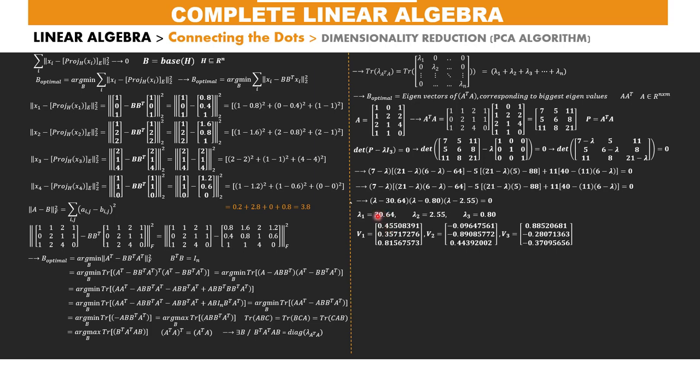So in this case, since the biggest eigenvalue is 30.64, the very first vector we choose is v1. And then since the next is 2.55, the second next vector we choose is this v2. So in order for us to choose a base B, which will permit us to leave from this to a 2D space, we're going to choose these 2 vectors, v1 and v2. In the case where we want to leave from this to a 1D space, we just have to choose this one.